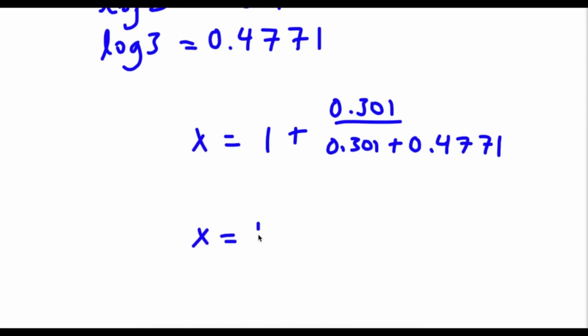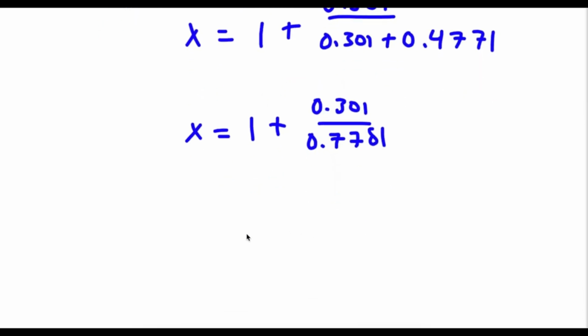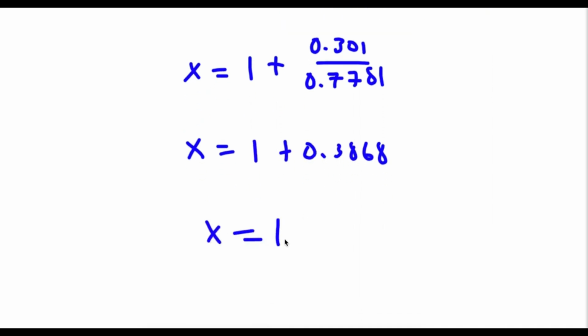So now I have x is equal to 1 plus 0.301 over 0.7781. Now I have x is equal to 1 plus 0.3868. So x is equal to 1.3868.